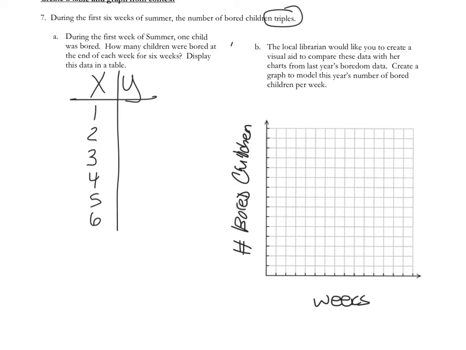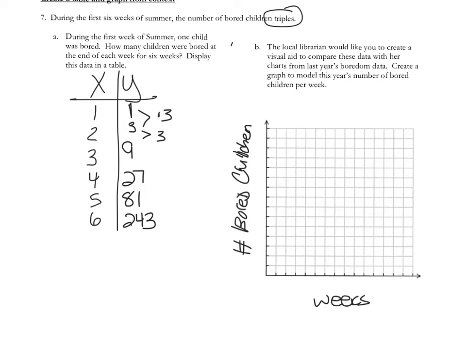Okay. All right. So on week 1, they had one kid that was bored. And then it triples. So 1 times 3 is 3. Times 3 is 9. Times 3 is 27. Times 3 is 81. And times 3 is 243. Okay. All right, so we've got our table there. We've got our number of weeks and our number of bored children.